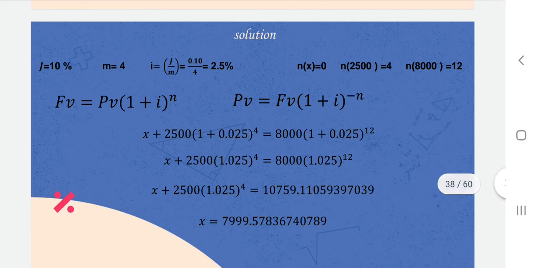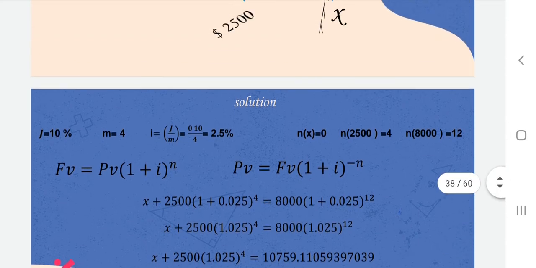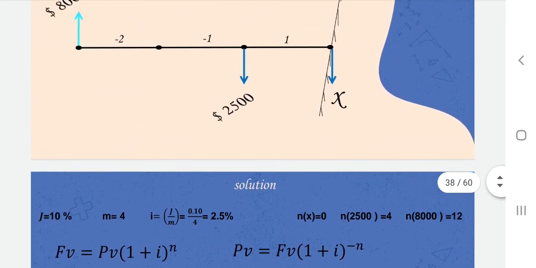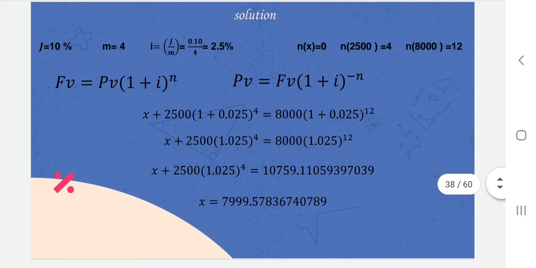Solution: By substituting J equals 10% and M equals 4, I will be equal to 2.5%. And to get n, for X equals 0, for 2,500 equals 1 times 4 equals 4, for $8,000 equals 3 times 4 equals 12. So X equals 7,999.